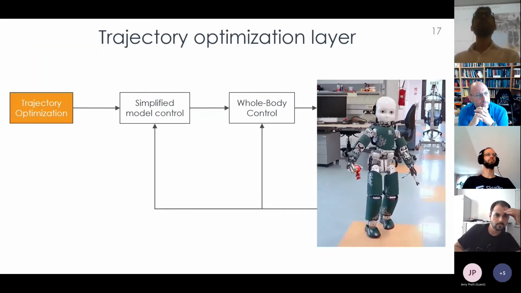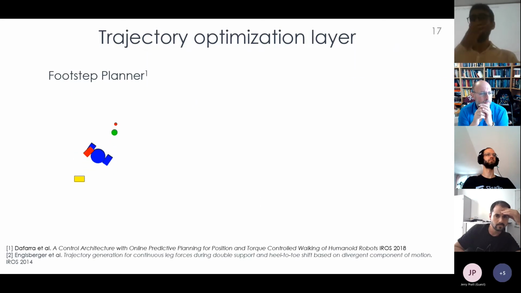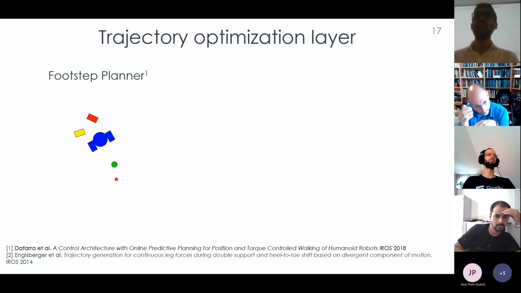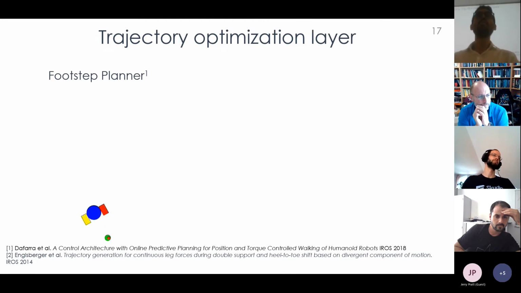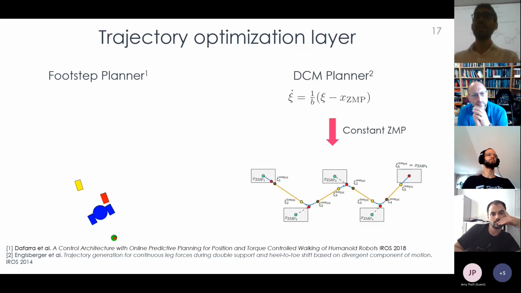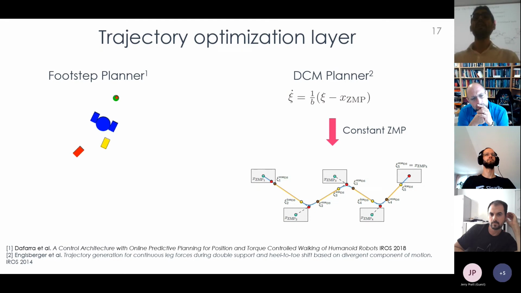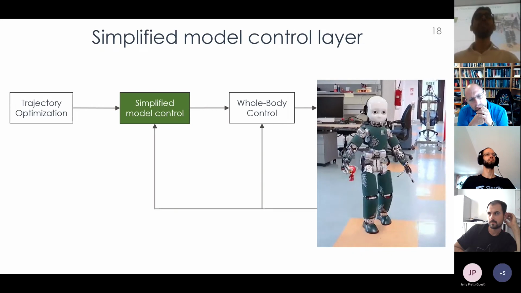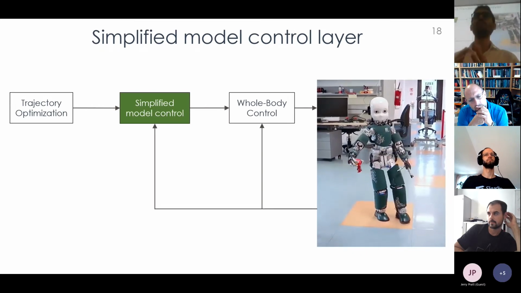So let's start from the trajectory optimization layer. Here, we assume that the humanoid robot works as a unicycle, and we can do that thanks to the work that Stefano Dafarra presented at IROS 2018. This planner assumes that the robot works as a unicycle, and so we can sample the feet starting from the position of the wheel of the unicycle. When we have the footstep positions, we implement the DCM planner that Englsberger presented at IROS 2014. This planner assumes a constant ZMP in case of single support, while for double support, you use a cubic spline.